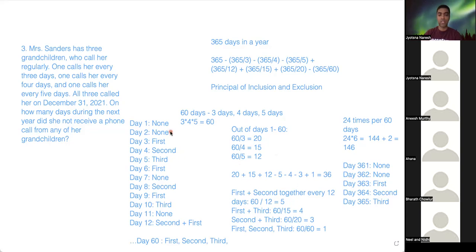But I think if you write it out this way, you can kind of see why we have to first count the first days, second, third, and then subtract out the overlaps. And this is this idea of the principle of inclusion and exclusion.